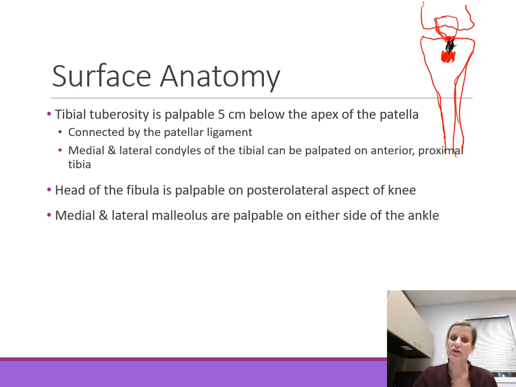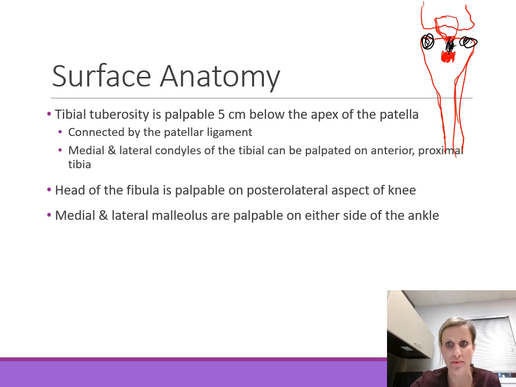The medial and lateral condyles of the tibia can also be palpated, right? So the medial and lateral condyles of the tibia, those can be palpated. They're located on the proximal tibia, so on the top of the tibia, and kind of the anterior side or front of the leg. They're located just on either side of the patellar ligament.